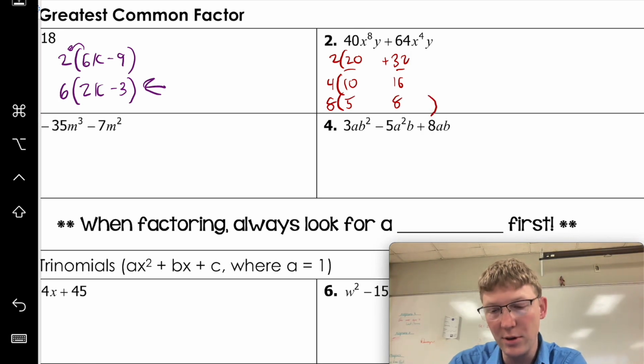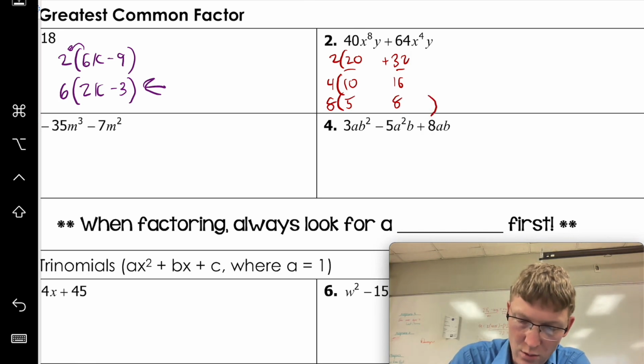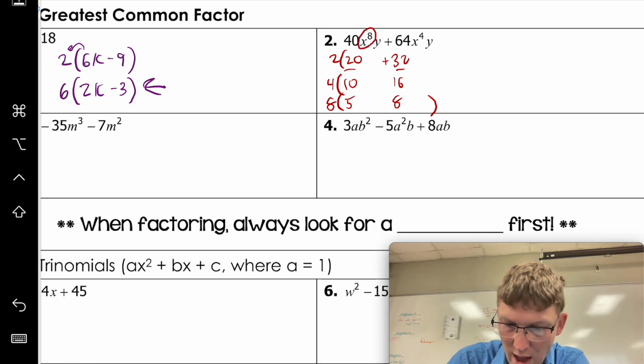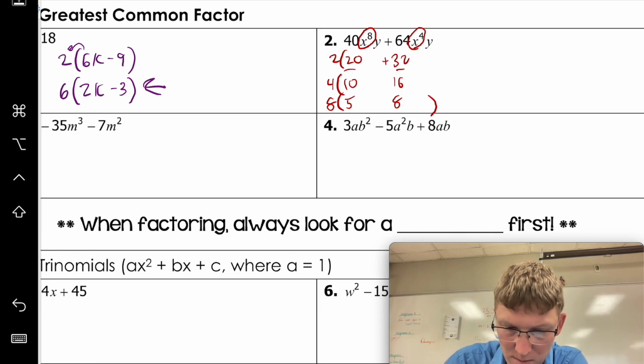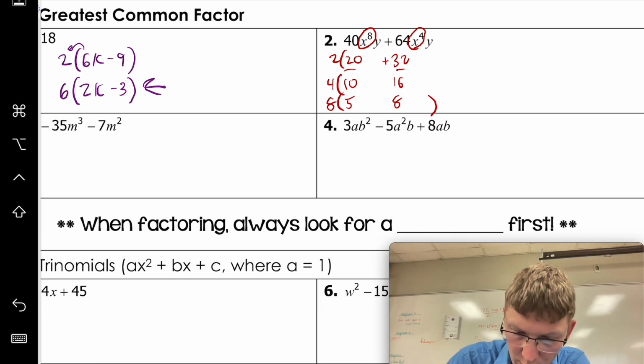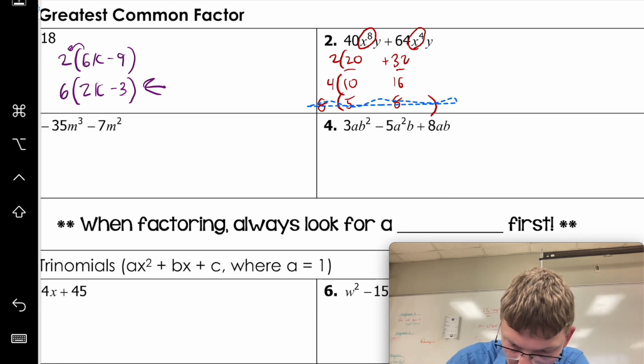Anyway, the exponents, I think, are a little bit easier. We have 8x's over here. We have 4x's over here. So we can pull 4x's out because that is what they have in common. We got to move this whole thing over.